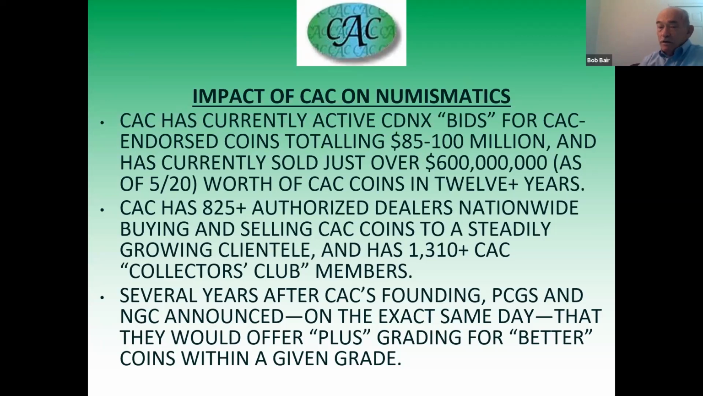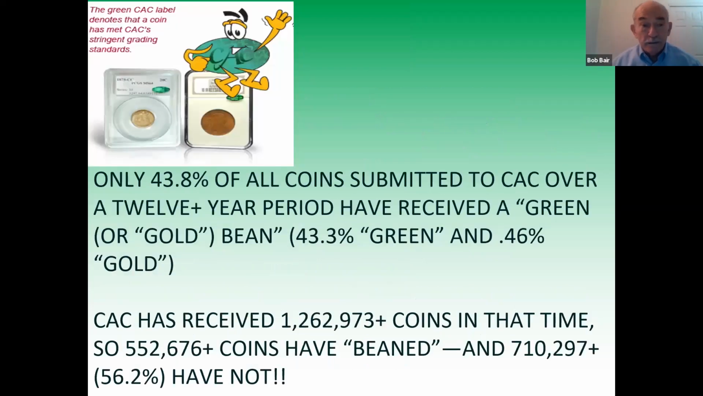Oh, and here's another impact of CAC on numismatics. On the same day, coincidentally, several years after CAC was founded, PCGS and NGC both announced that they would offer plus grading for, quote, better, unquote, coins within a given grade. They're tightening things up a little bit because of the impact of CAC. All right, so how hard is it to get an endorsement from CAC? Pretty tough. Take a look at this.